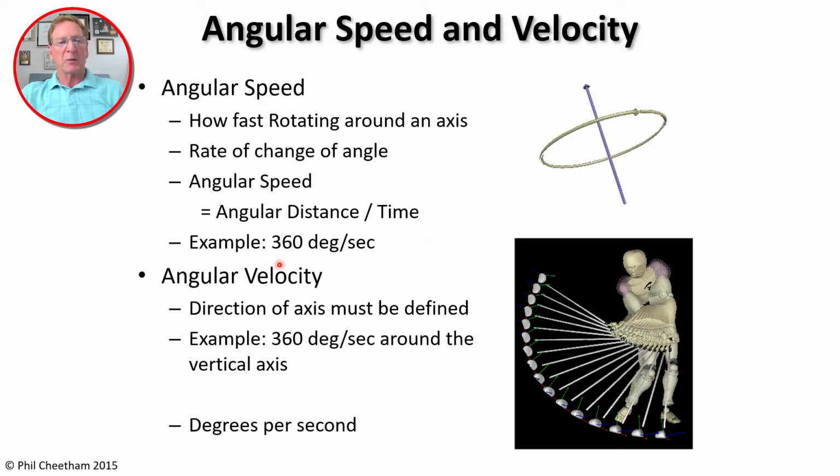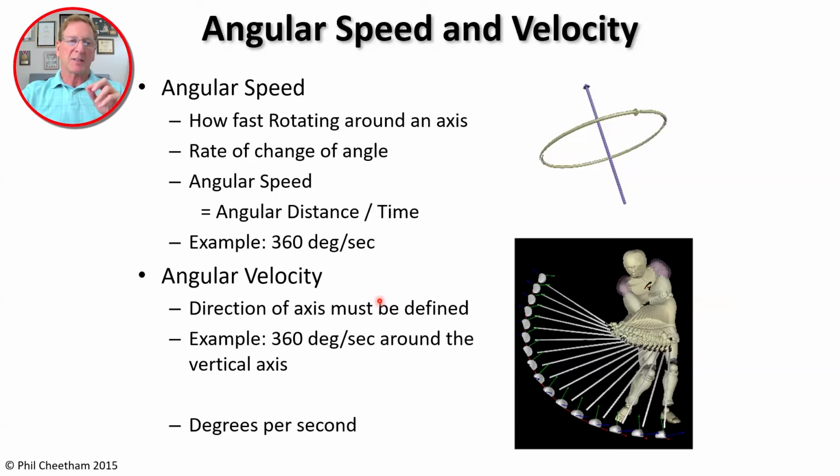In other words, we would say 360 degrees per second would be an example. If you think about it, 360 degrees is one complete revolution. So that would mean I'm revolving 1 time per second. I'm going to give some examples with respect to the golf club in just a minute.